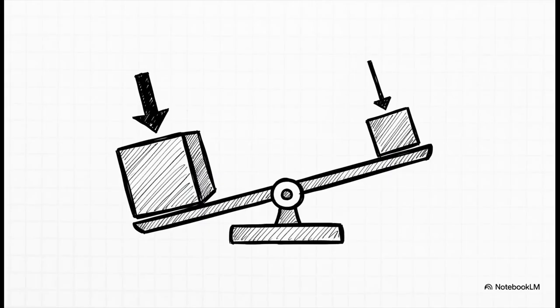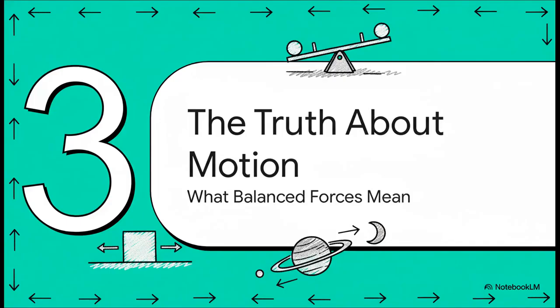And this brings us to a huge takeaway. If you do the math and your resultant force is anything other than zero, that is your proof. That tells you 100% that the forces are unbalanced. Okay, but this next part, this is where things get really interesting, and it's where a lot of people get tripped up. What happens when the resultant force is zero? This leads us to a really surprising truth about how motion actually works.